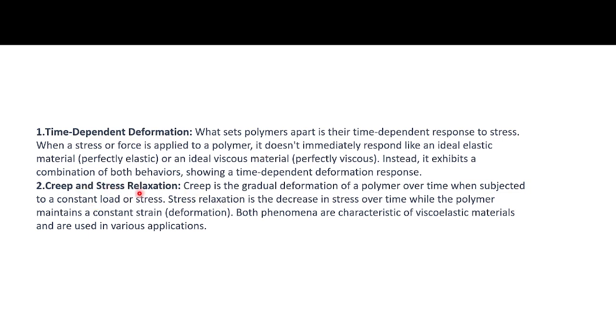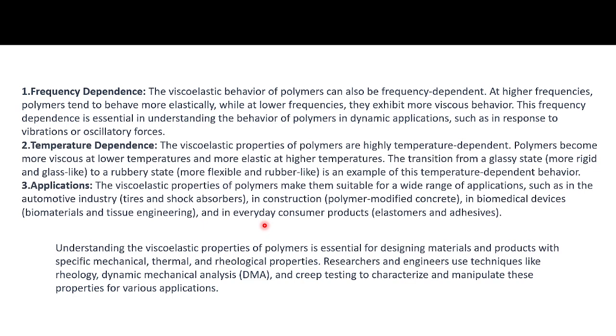Creep, what is creep and what is stress relaxation? Creep is when you apply a constant stress to a polymer material, and due to the constant stress, there is deformation in the polymer. That is known as creep. And stress relaxation is the decrease in the stress while maintaining constant strain, because with time we need a lower amount of stress to maintain the same strain. So both phenomena are applicable to viscoelastic materials like polymers.